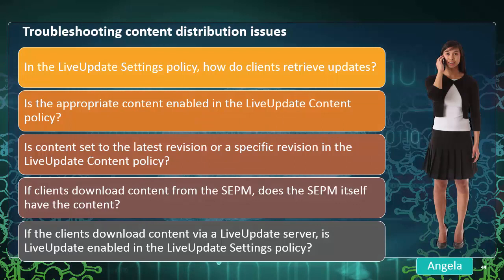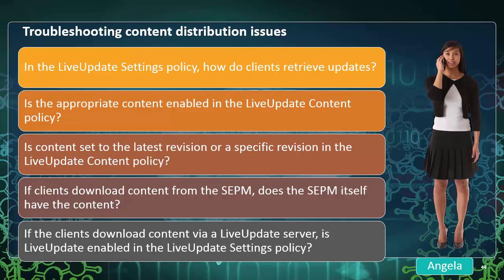If Solucell is troubleshooting content distribution issues to the client, Angela can ask the following questions. In the live update settings policy, how do clients retrieve updates? You can see the content update channels in the live update settings policy. Angela can see whether the policy is configured to distribute content from the SEPM, live update, or group update provider. Is the appropriate content enabled in the live update content policy? You can review the live update content policy and ensure that the corresponding content types are enabled.